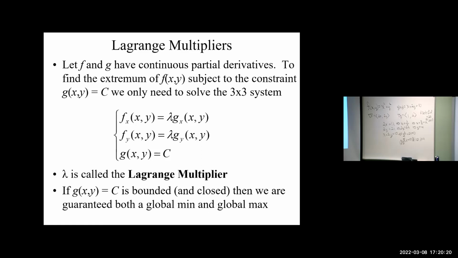Now, if g of x, y equals c is bounded and closed, we're guaranteed both a global max and a global min. For the problem we just did, x plus 2y equals 10 is a line that goes infinitely in both directions, so it is not bounded. That's why we only got a minimum. But if our constraint was a circle, we would have both the max and the min, like the one we looked at on Thursday, if you remember. We brought up the image in CalcPlot3D and said, look, there's a max and a min on the circle, but we actually took the min at the bottom.